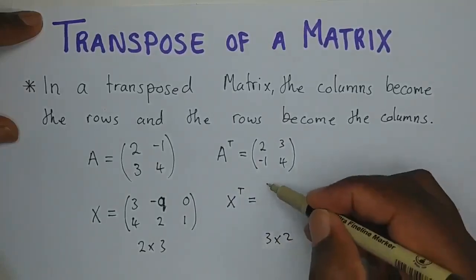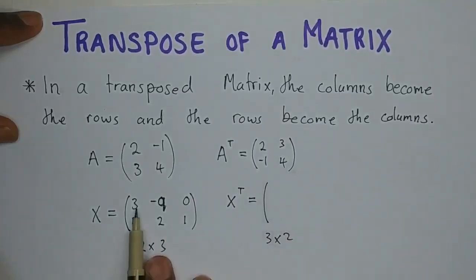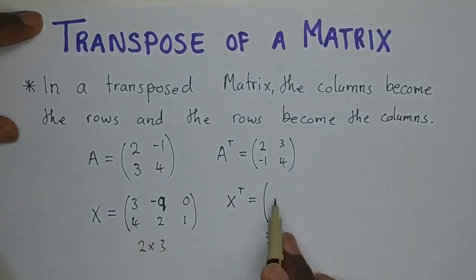So to transpose this now, we're going to say the columns are 2 and 3. So the first column is 2 and 3. So this first column becomes the first row, which is 3.